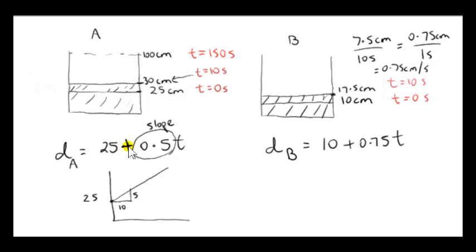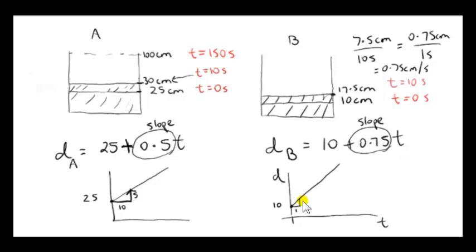Okay, we're dealing with a positive slope here, so when we increase t by 10, we're going up to meet the line. We go up a distance 5. The second line is a little bit steeper. The slope is 0.75. It's greater than 0.5. So if we pick any point on the line and increase t by 1 second, we need to go up a distance 0.75 to meet the line. 0.75 over 1 gives us the slope. Again, we go up because we're dealing with a positive slope.